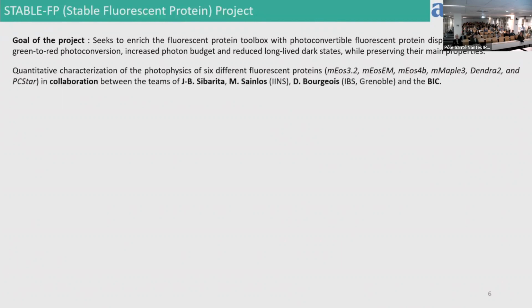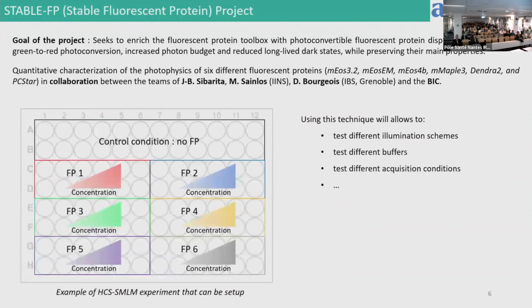So for that, it is a collaboration between Jean-Baptiste Sibarita's team, Mathieu Saint-Los's team, and the BIC in Bordeaux, but also with Dominique Bourgeois from the IBS in Grenoble. And the goal is to do a quantitative characterization and study of several fluorescent proteins. So here is a typical example of an experiment we could set up. Here we are testing several concentrations with several fluorophores, but we could also test different illumination schemes, different buffers, different acquisition conditions, and so on.